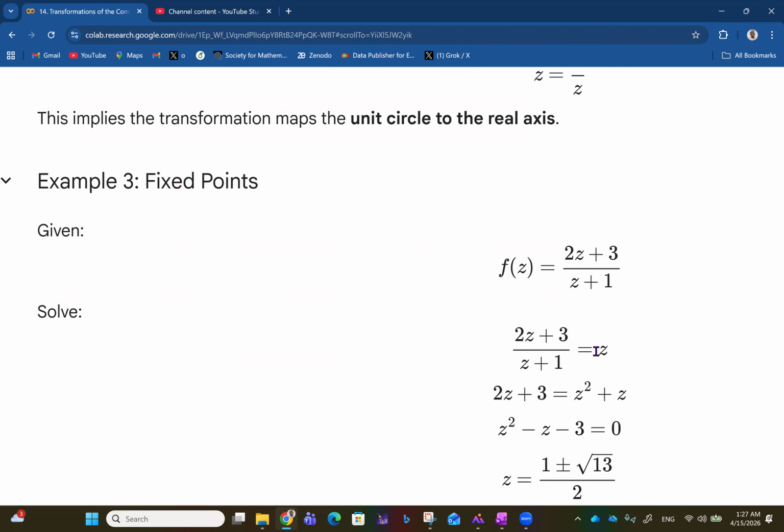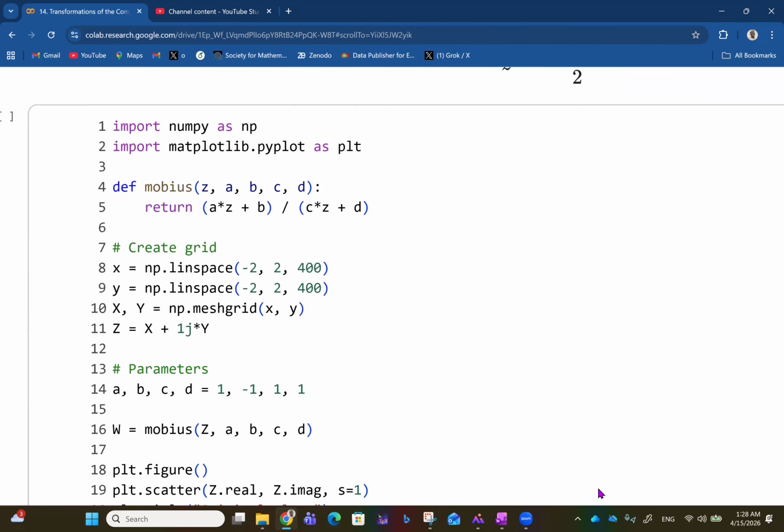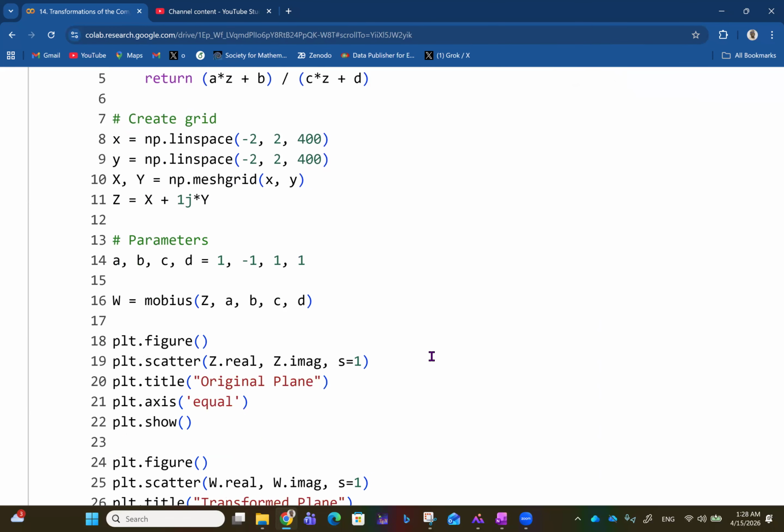Then for fixed points now, of course, we have 2z plus 3 over z plus 1 equals z. Then do all the rearrangements. You have 2z plus 3 equals z squared plus z. And then you have z squared minus z, that's z squared, z minus 2z, that's minus z, then minus 3, if you transfer everything to the other side. Then using the quadratic formula, z is 1 plus or minus the square root of 13 all over 2, like that. And then we can work this out.